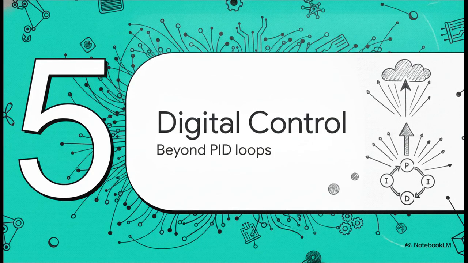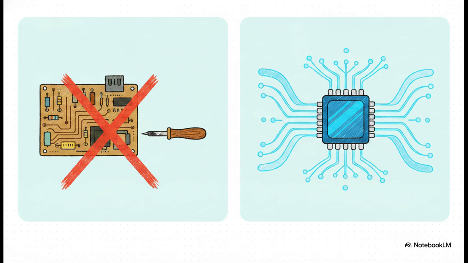All right, finally, section 5, digital control. Let's look at what lies beyond traditional PID loops and how modern software is completely radicalizing this landscape. So modern microcontrollers have largely replaced those rigid, older analog circuits, which makes today's control systems infinitely more flexible and precise.